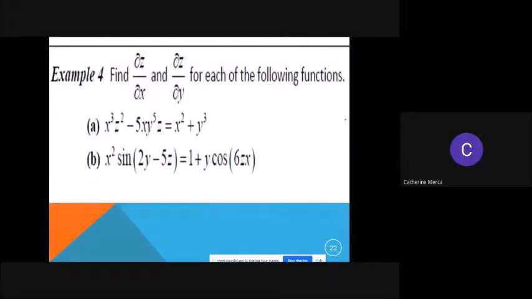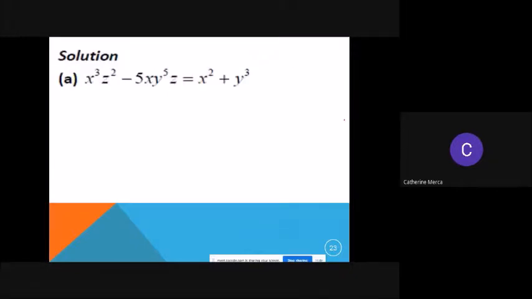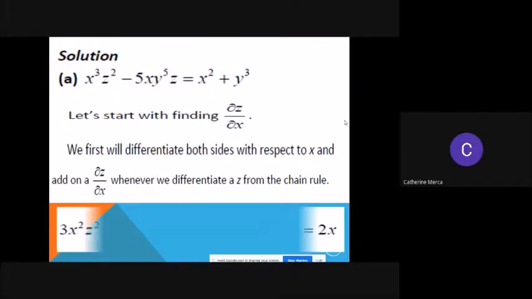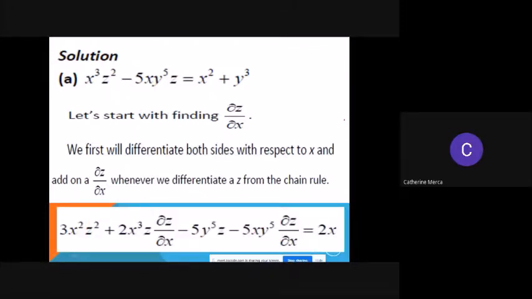Let's take a look at this. X cubed z squared minus 5xy to the 5th z equals x squared plus y cubed. Again, we have to find the derivative of this, partial derivative. I think we have partial of z muna with respect to x. So partial of z with respect to x, you will have to add on partial of z with respect to x whenever you try to differentiate a z from the chain rule. So let's have that one.